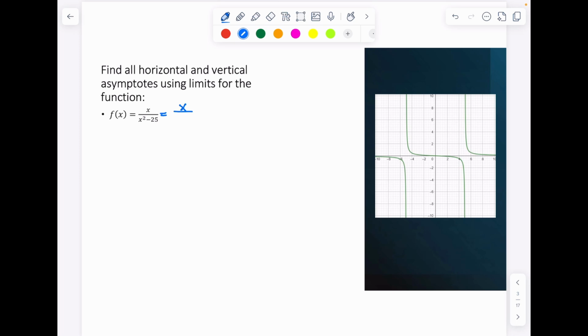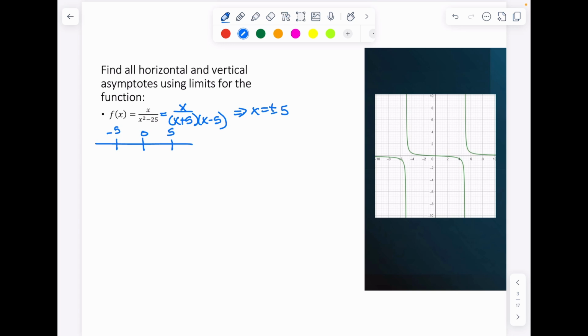First thing I want to do is factor that denominator. Now this function is already reduced, so there's not a common factor between the numerator and denominator, so I don't need to do anything with that. But to find those vertical asymptotes, I'm going to look at the x values that make this denominator go to 0. And that would be the x values of plus or minus 5. If I put that on a number line, I get our -5 over here and our +5 over there.